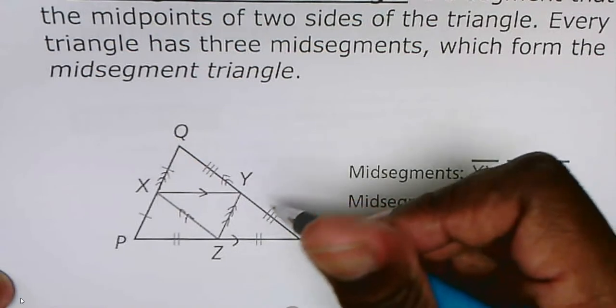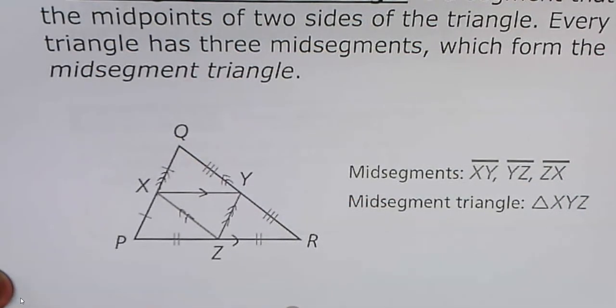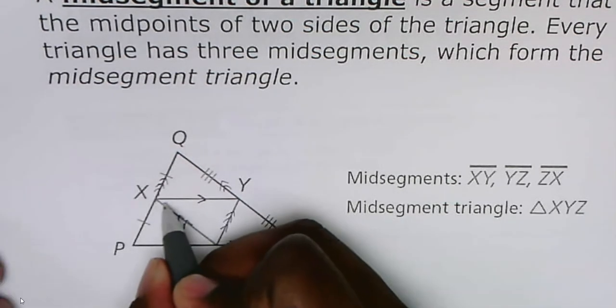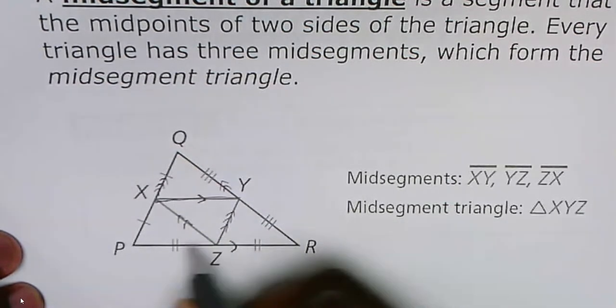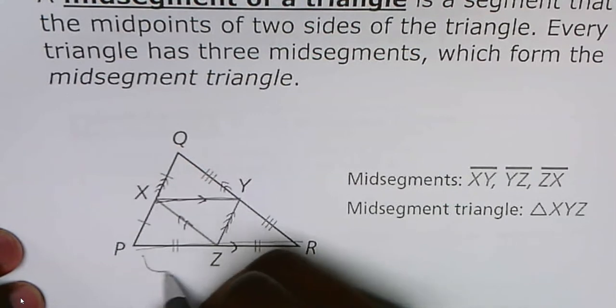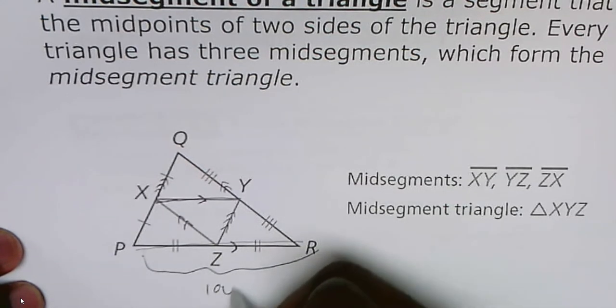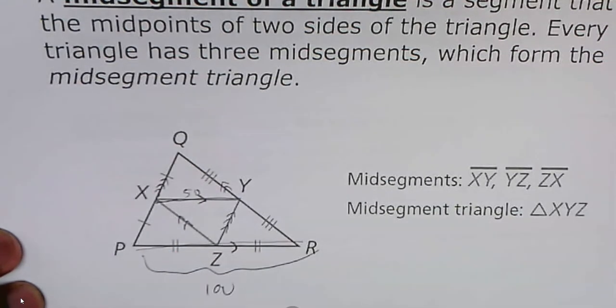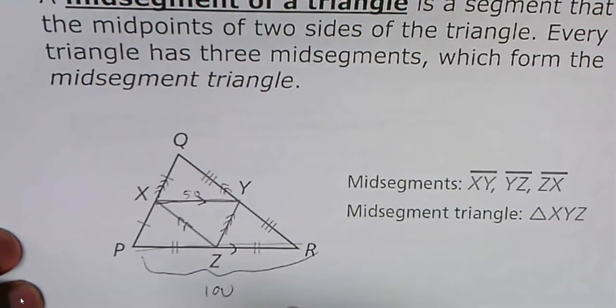Which is really nice to know because parallel lines give you congruent angles when you find corresponding ones or alternate interior ones and so forth. So that's true about midsegments. What's also true about it is this segment XY is not only parallel to the side opposite of it, it's also half its length. So if I knew this length was, say, 100, I know XY would have to be 50 because the midsegment is half the length of the side it's parallel to.